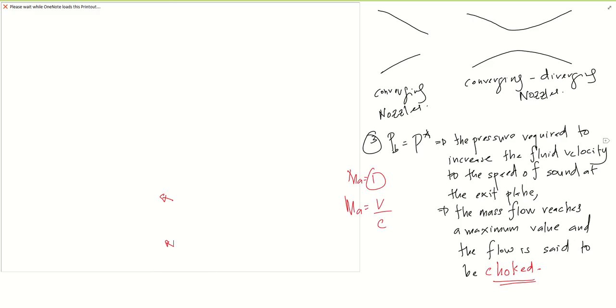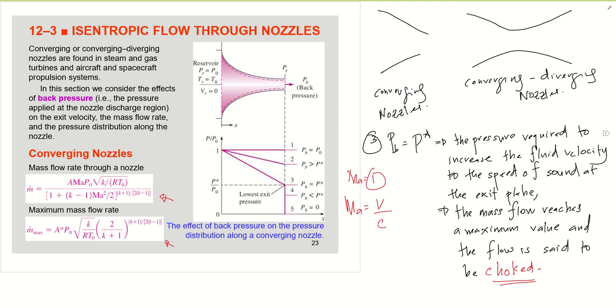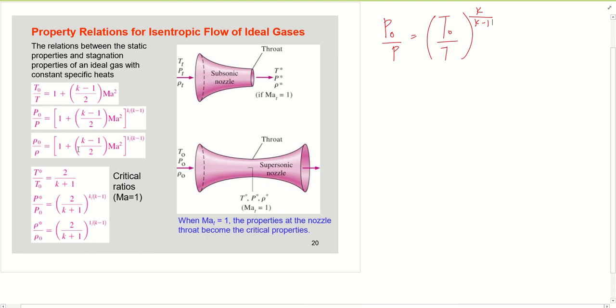Where is the equation? Okay, so this is the equation. We can use this equation because now P exit is not equal to P critical. Now P exit is equal to the back pressure because it is not a choked condition. So if we want to find the Mach number, for example, we can use all these equations.